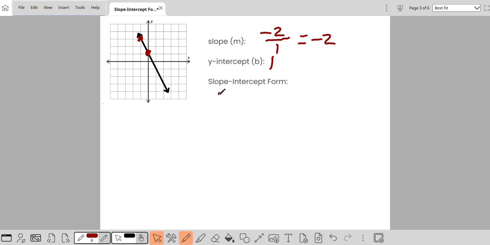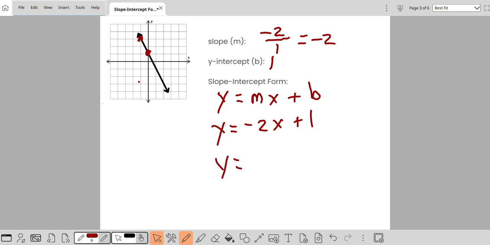Just like I told you, I always give myself a pattern to follow. So y equals mx plus b. I know my y and my equal is going to be there. M is my slope, so I'm just going to bring down that negative 2x, and then my y-intercept is a positive 1. So the line that you see right here is y equals negative 2x plus 1. Now, if we saw you write y equals negative 2 over 1x plus 1, we would not count that as wrong.